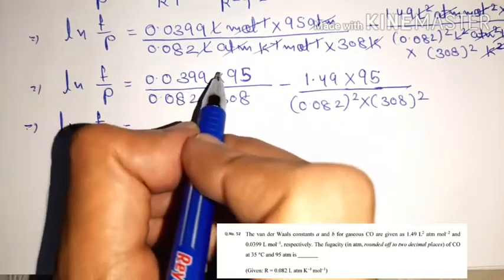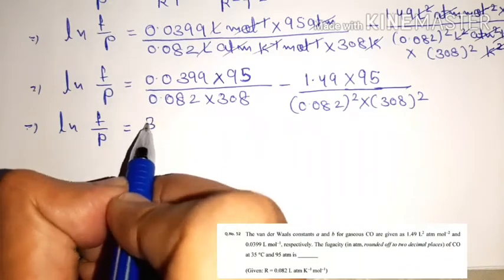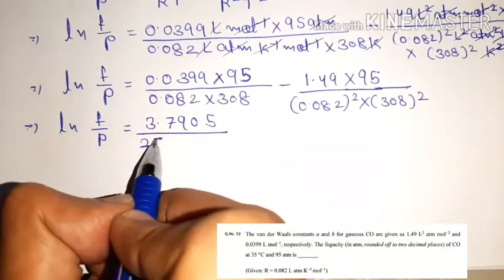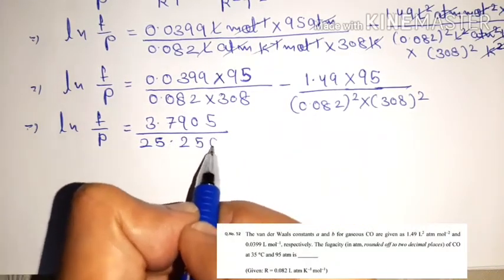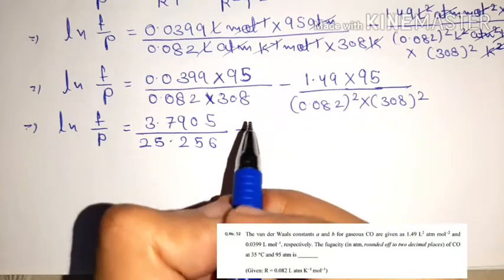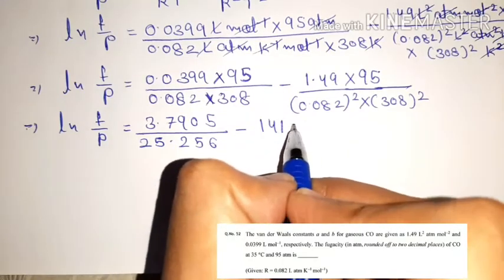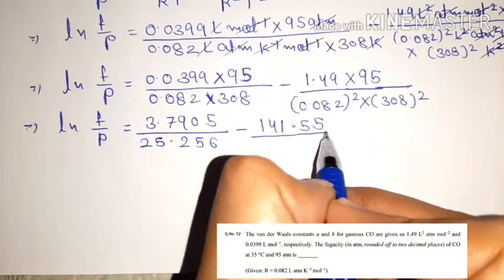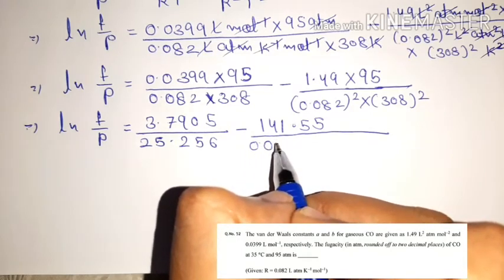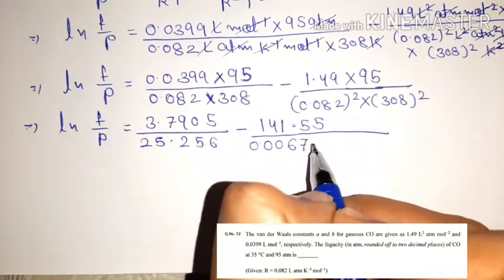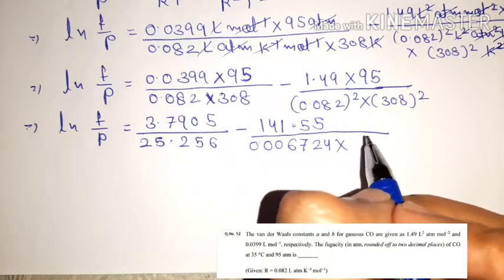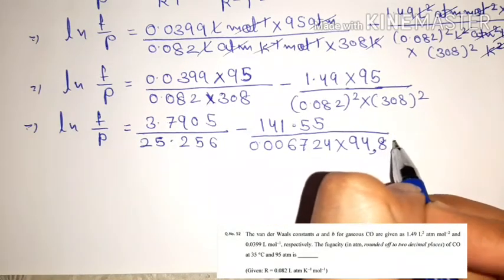0.0399 multiplied by 95 is 3.7905, upon 0.082 multiplied by 308, which is 25.256, minus the value of 1.49 multiplied by 95, which is 141.55, upon the value of 0.082 square, which is 0.006724, multiplied by the value of 308 square, which is 94,864.